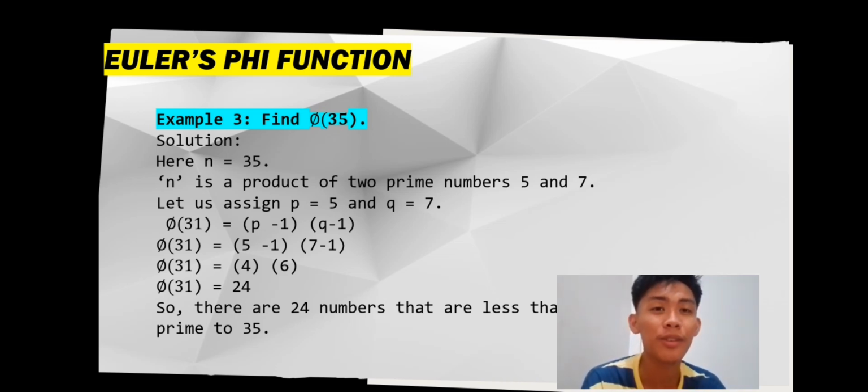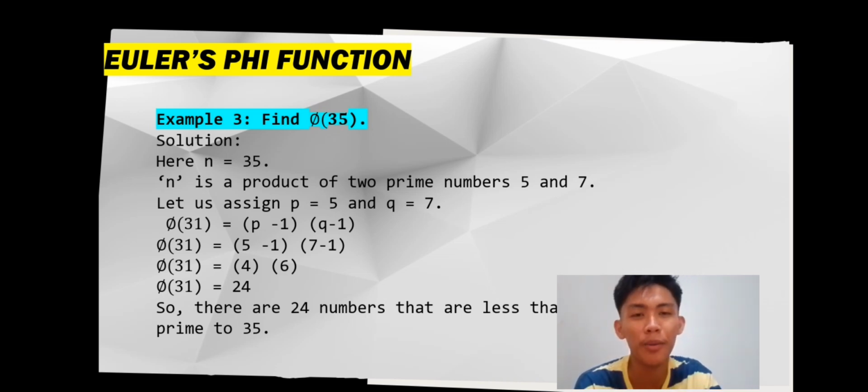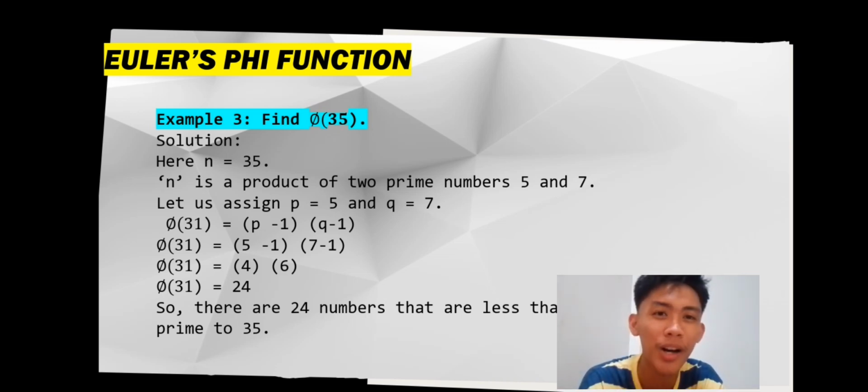Now we substitute them to the formula. Our formula is phi of n equals the quantity of p minus 1 times the quantity of q minus 1. Our p is 5, so 5 minus 1 times 7 minus 1. Then we subtract: 5 minus 1 is 4, and 7 minus 1 is 6. Now we have phi of 35 is equal to the quantity of 4 times the quantity of 6. If we multiply 4 and 6, the result will be 24. Therefore, there are 24 numbers that are less than 35 and relatively prime to 35.